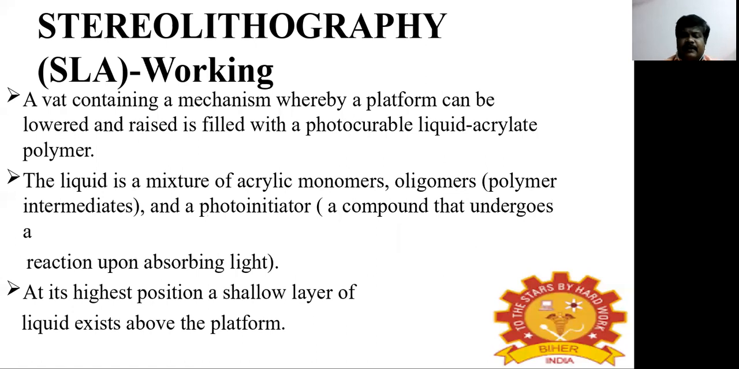Then the vat, as you can see in the previous slide figure, will contain the mechanism. What happens? When the platform is lowered and raised, it is filled with the photocurable liquid acrylate polymer. The liquid is a mixture of acrylic monomers, oligomers, and a photoinitiator. The photoinitiator is a compound that will undergo a reaction upon absorbing light. There is also a shallow layer of liquid that will exist below the platform.